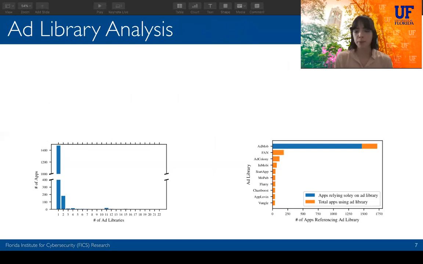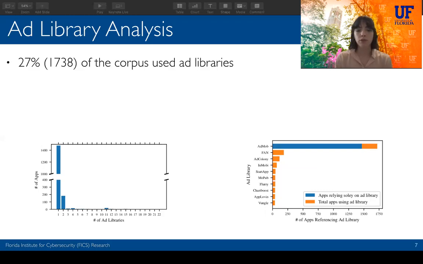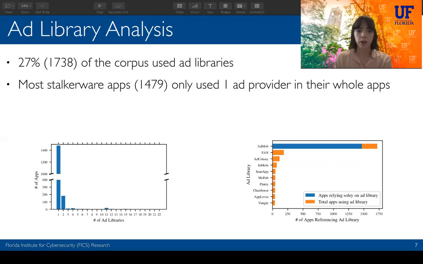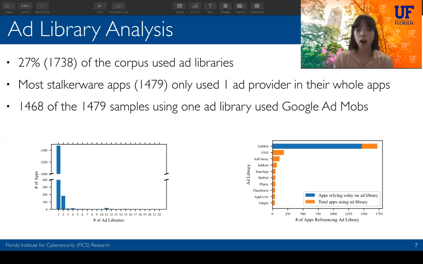So with all these apps and APKs that we had decompiled, we first ran an analysis of ad libraries on them. We found that over 1 in 4 of the apps in the corpus used ad libraries. We found that to be a rather large number. From that number of roughly 1,700 apps, almost 1,500 of them only use a single ad provider in their entire app. They only relied on a single ad provider to generate all of their revenue. And all but 11 of those 1,479 apps used Google AdMob. This seemed rather drastic. And in fact, it appears that by cutting off Google AdMob's ad services to these stalkerware apps, we're removing almost 1 in 4 of the apps in the corpus's ability to generate revenue through ad libraries.